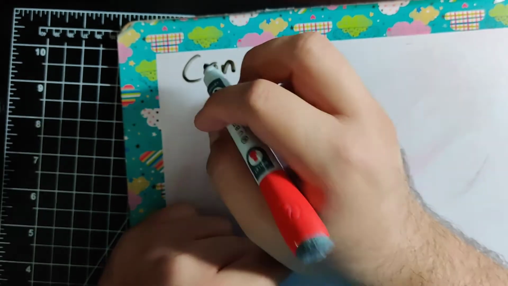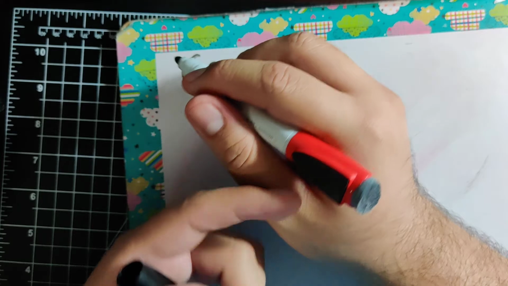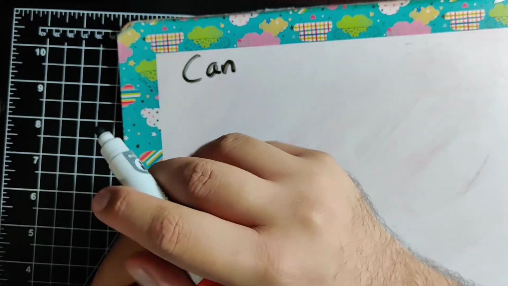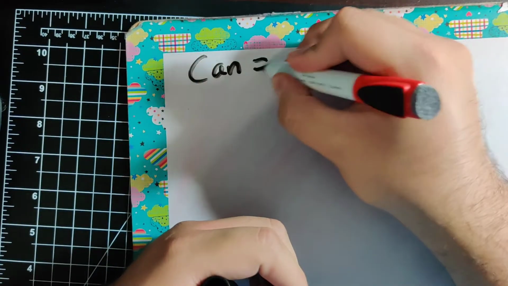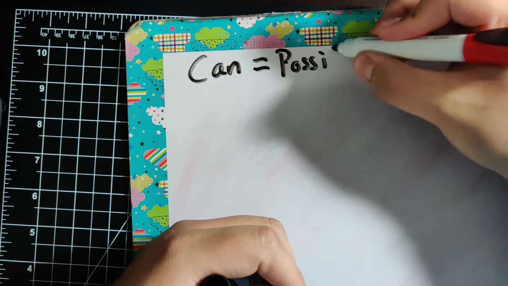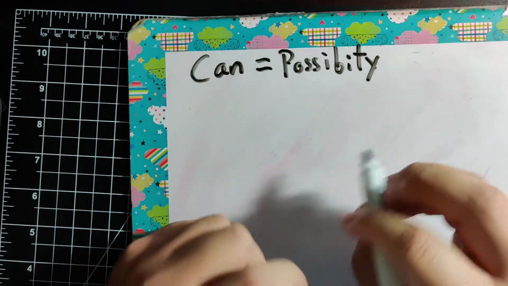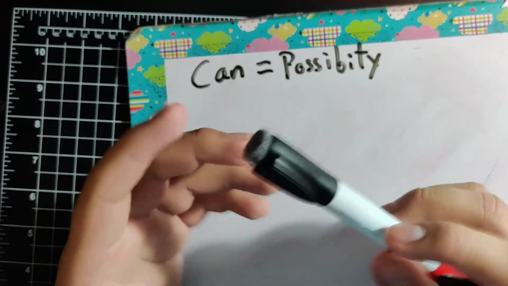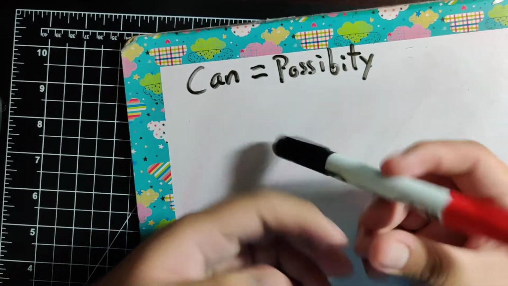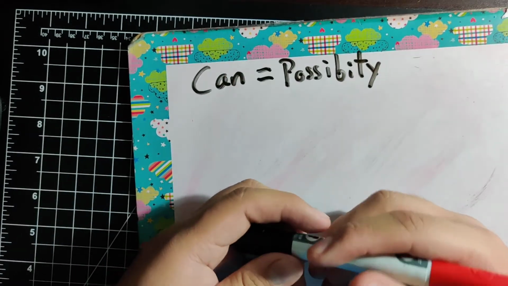But the thing about can is that it has multiple uses. You can use it for abilities, for permissions, for questions. But right now, we're just going to concentrate on possibility. Okay? What do you mean? Or what do I mean by possibility? Well, that's simple. Possibility is what's possible or what you can do in a certain place.